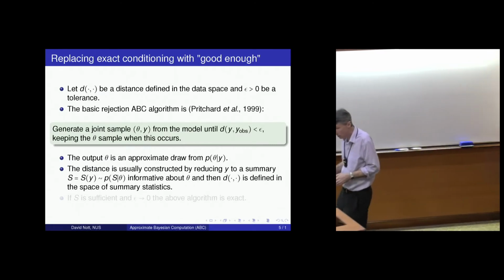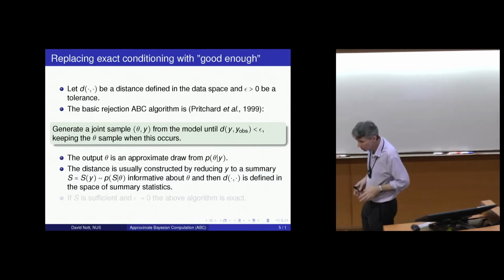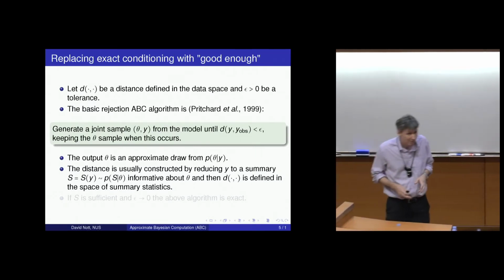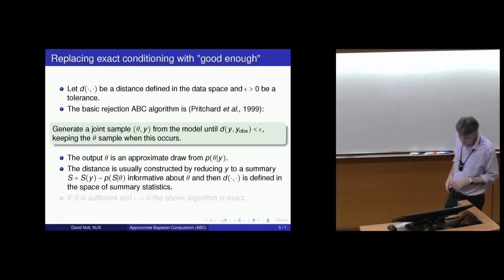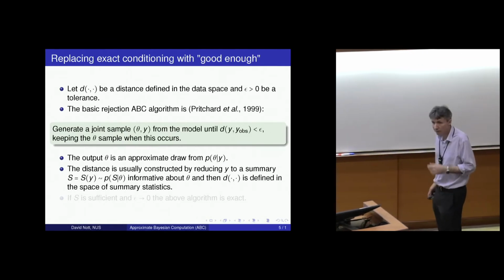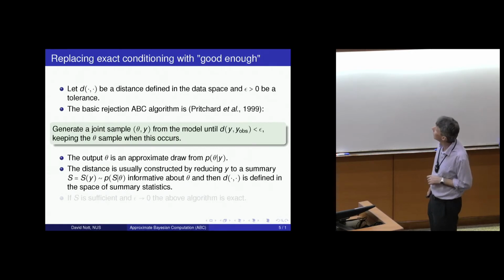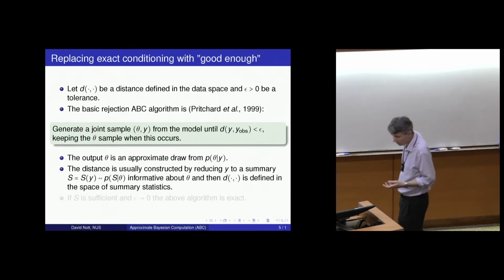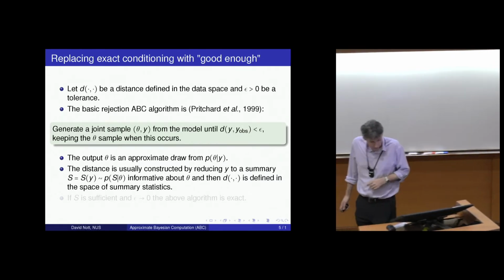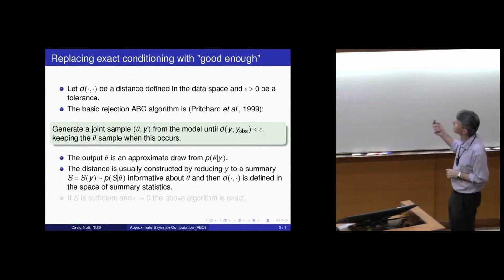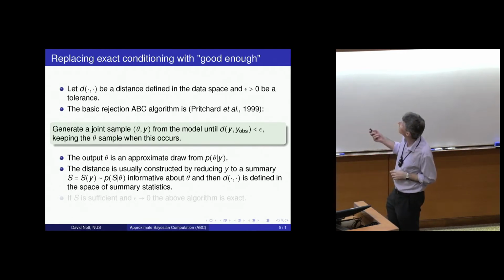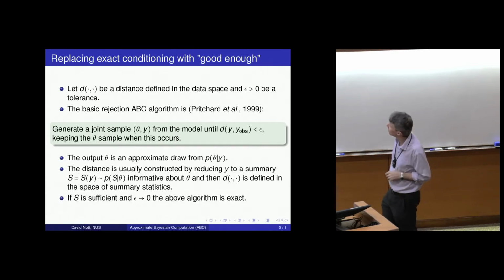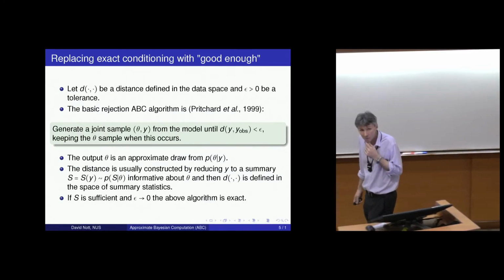So you can imagine if you were in some simple model where you had a sufficient statistic, the posterior distribution given the data is the same as the posterior distribution given the sufficient statistic. So if you have a statistic for the data that is informative about theta, that reduces the dimension of the data you have to think about, and that makes this matching in the ABC algorithm much easier to implement. Okay, and as I said, it's helpful to think about the case of a sufficient statistic, and if you had a sufficient statistic in this algorithm above, and you let epsilon approach zero, that algorithm is exact.